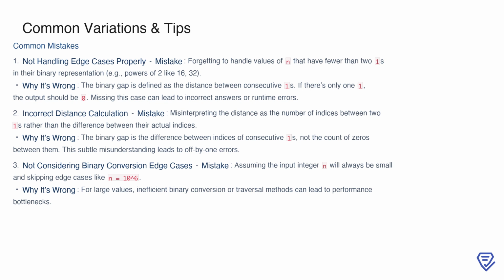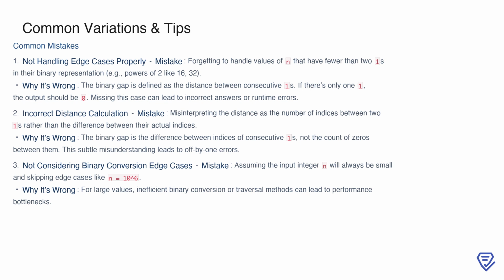The binary gap is defined as the distance between consecutive 1s, so in cases like these, the correct output should be 0. Forgetting to handle this scenario might cause runtime errors or incorrect answers. Another common error is calculating the distance incorrectly. Remember, the binary gap is the difference between the indices of consecutive 1s, not the count of zeros between them. Misinterpreting this can result in subtle off-by-1 errors.